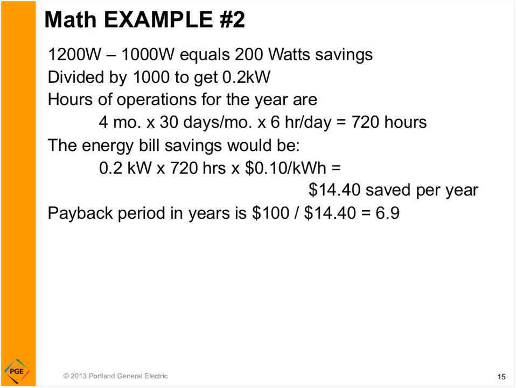So to answer the question, how long does it take? What's the payback period of my $100? The answer is $100 out, $14.40 a year savings. It takes 6.9 years before I get my money back.